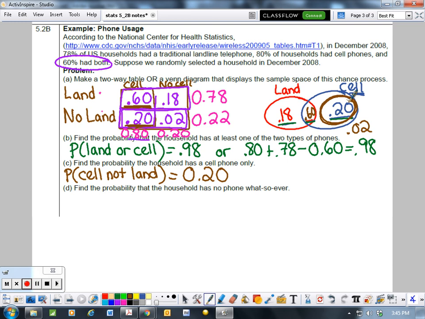Find the probability that the household has no phone whatsoever. So no land, no cell. The only thing I have left is the 0.02. And that's it.